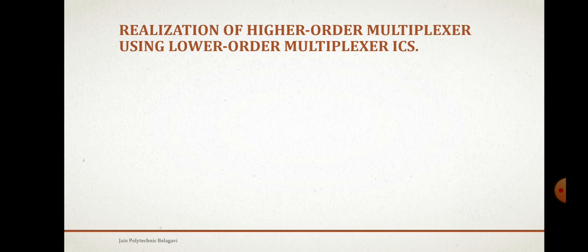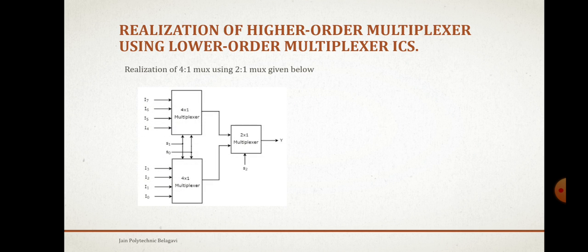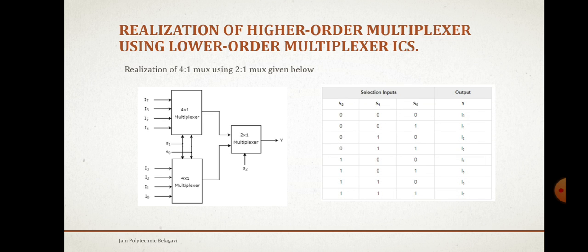Now the realization of higher order multiplexers using lower order multiplexers. You can see the circuit diagram and the truth table here. We are going to realize higher order multiplexers using lower order multiplexer ICs. By observing this diagram, I am going to realize the 4:1 mux using the 2:1 mux.